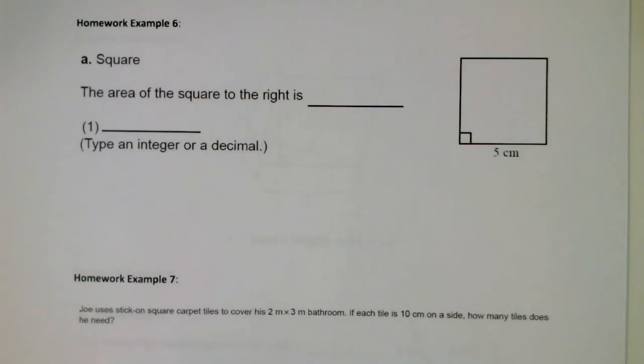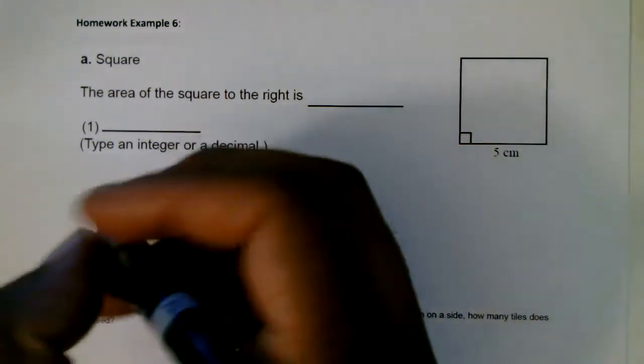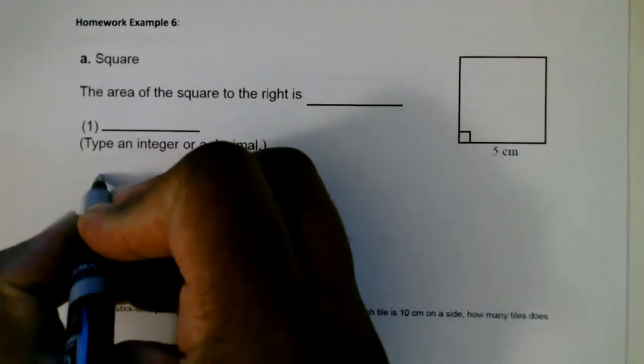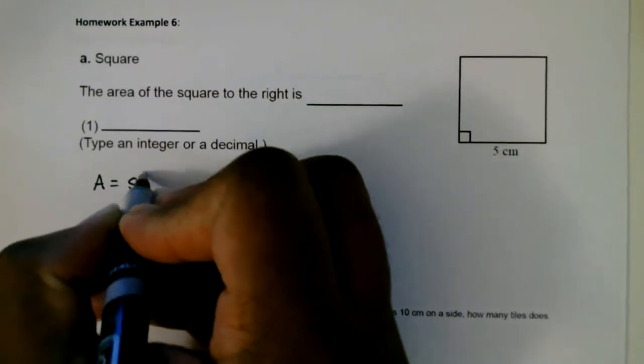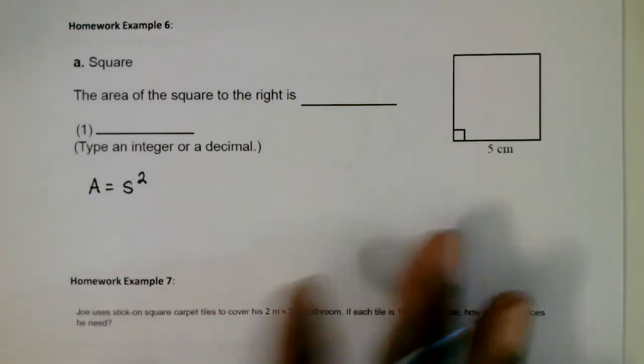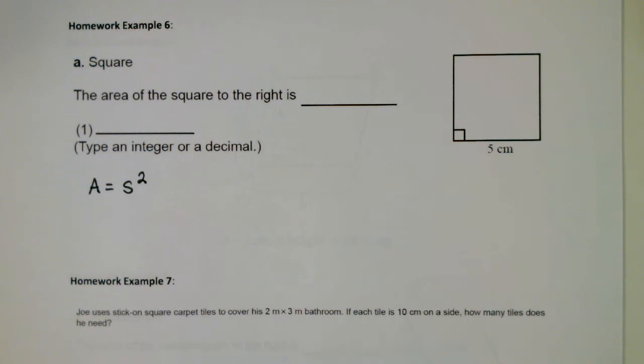Let's take a look at this one right here, dealing with a square. Here we have the area of the square to the right, and we want to find out how much that area is. Well, there's a formula for finding the area of a square. And that's this: A is equal to the length of the side, squared.